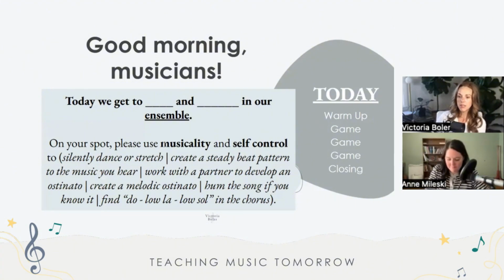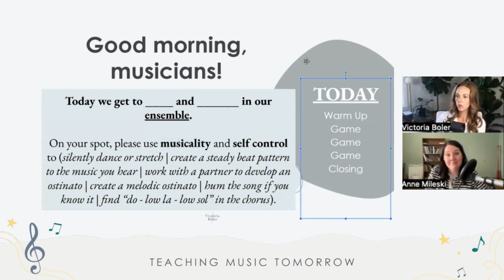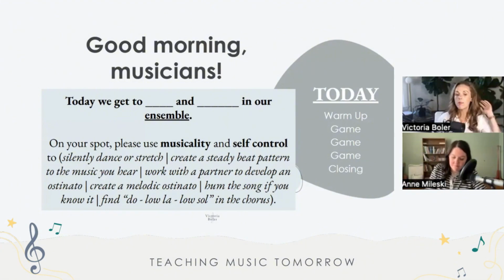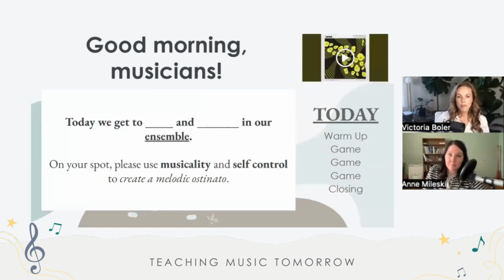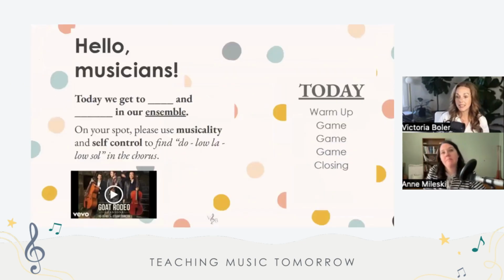On your spot, please use musicality and self-control to, and then there are a million things that we could ask students to do. Silently dance or stretch, create a steady beat pattern to the music you hear, work with a partner to develop an ostinato, create a melodic ostinato, hum the song if you know it, find do, lo, la, lo, so in the chorus, just depending on whatever pop song we're using. If there's an extractable pattern that I'm going to pull out of that pop song later. So we have several options here, but it's all the same basic idea.